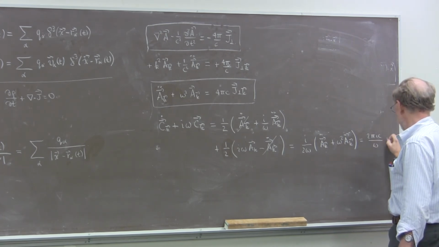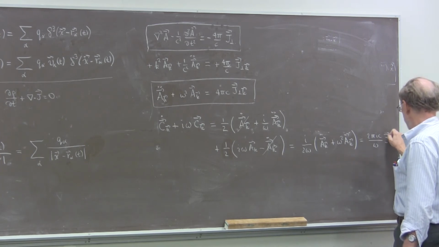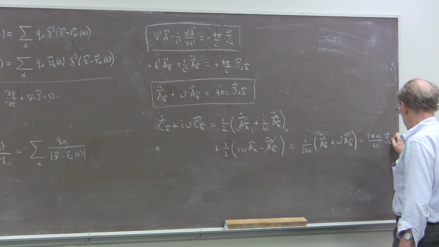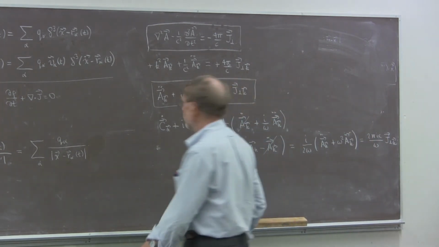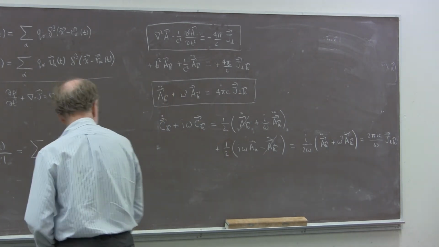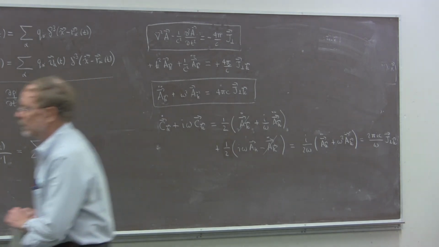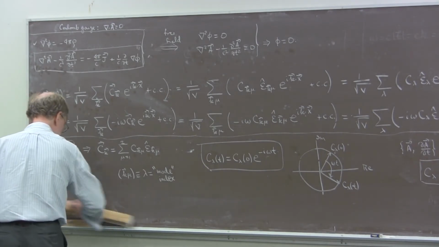This is then equal to i over 2 omega times the right-hand side, which gives us 2 pi i c over omega times j perp sub k, like so. And so if I were to find a place to summarize this calculation, we now have a modified equation of motion. Maybe I'll put it over here where the old equations of motion were. The modified equation of motion would be this.